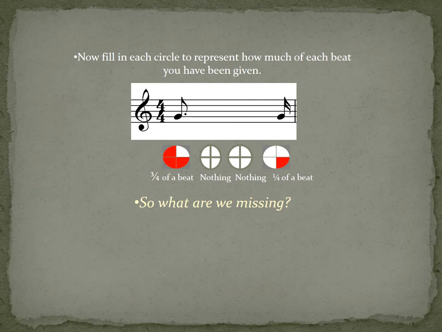So using those circles as a representative for one beat, let's colour in how much of each of the beats we have been given in the example. As you can see in the first circle, we have a dotted quaver, which is 3/4 of a beat. Therefore, there's 3/4 of a beat filled in as three portions of that circle. You can see the second beat, there's nothing on the music. The third beat, there's nothing on the music. And on the fourth beat, there's just that quarter of a beat that's represented by that quarter of the circle filled in red. So now we have to look at what are we missing from that diagram.